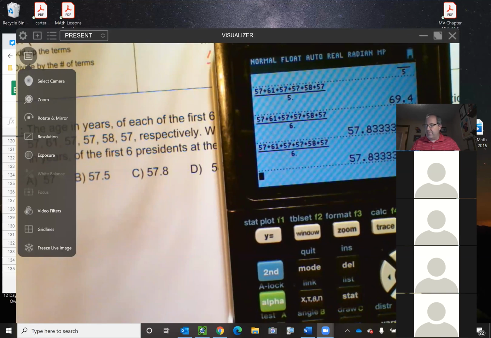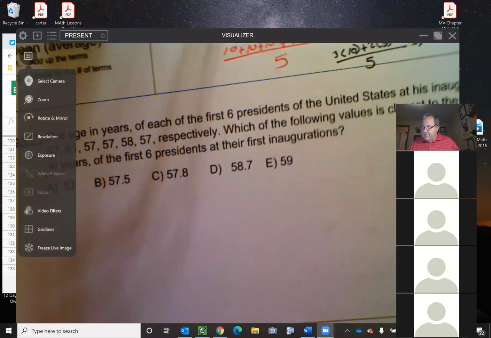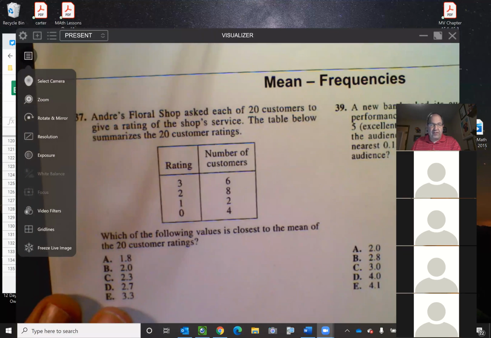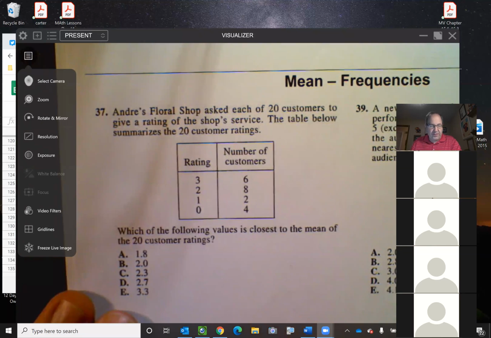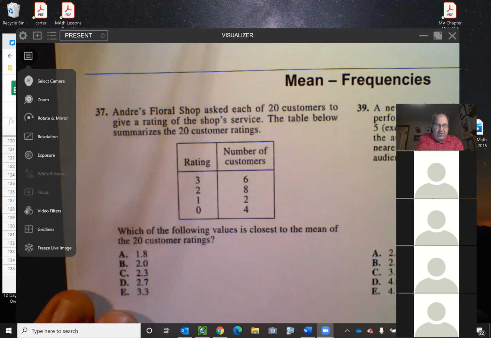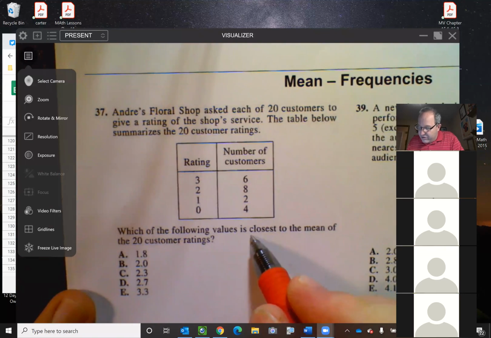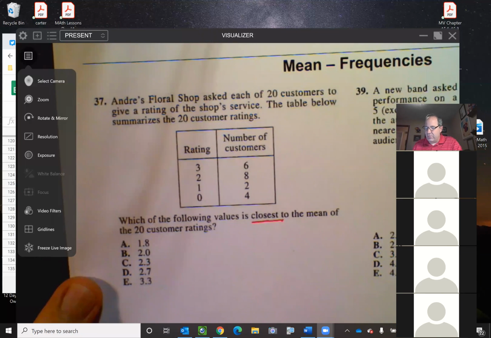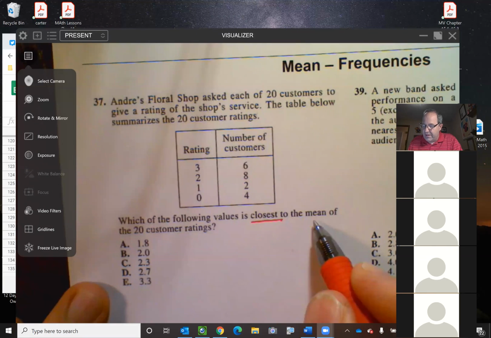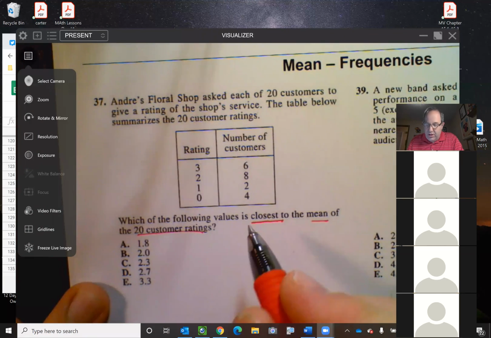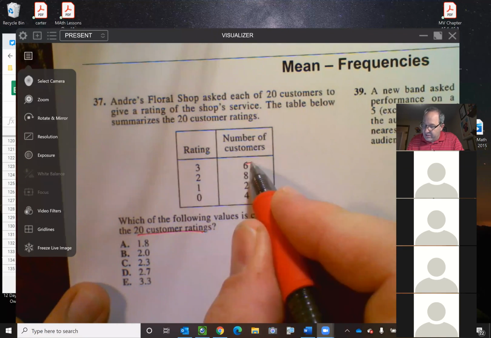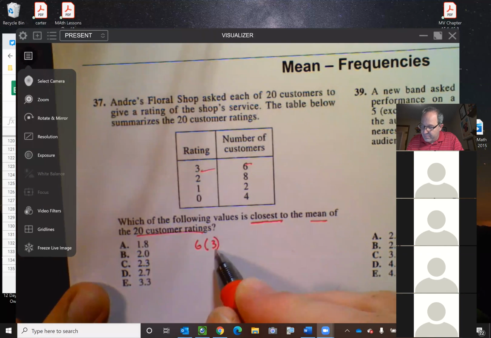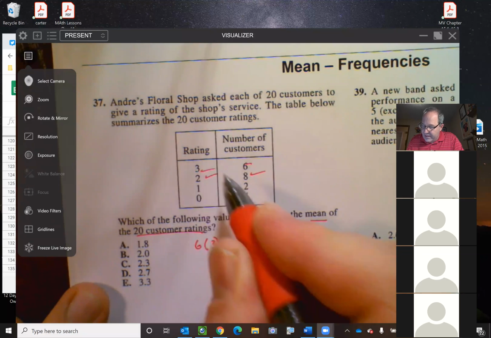Okay, so let's look at some of these. Two different types of means. They use frequency tables a lot of times. So here's number 37 from the test. And the question is, which of the following is closest, right? So you might get an answer that's not quite exactly what you're looking for. Closest to the mean of the 20 customer ratings. Well, if I look at this, there were 6 customers that rated it 3. So I'll do 6 times 3. There's 8 customers that gave it 2.